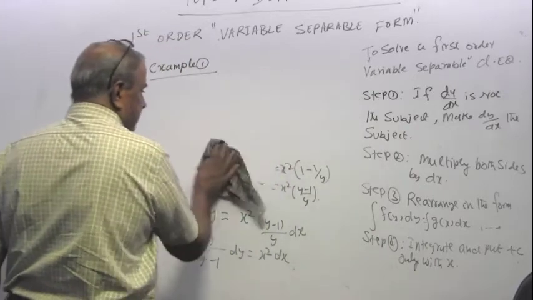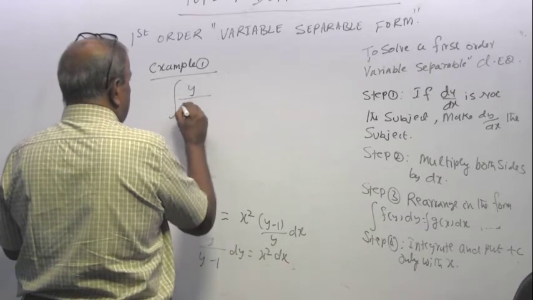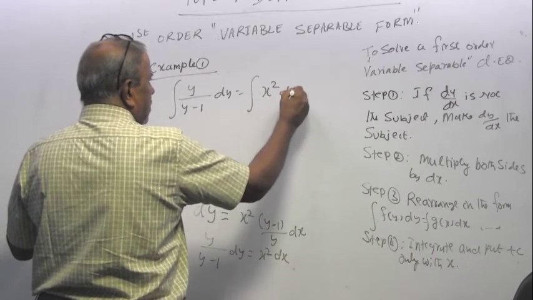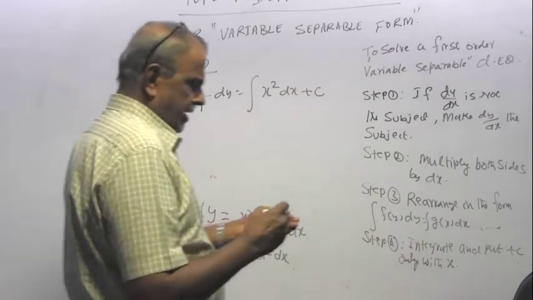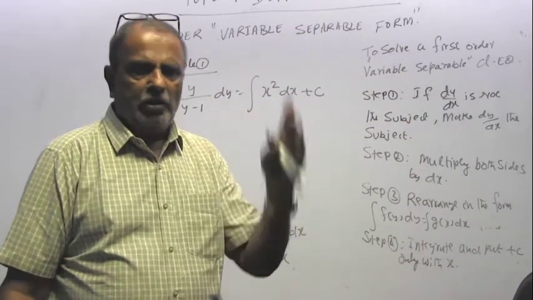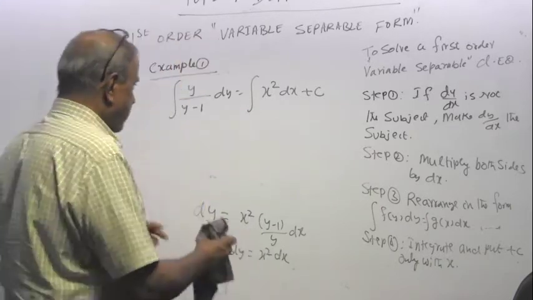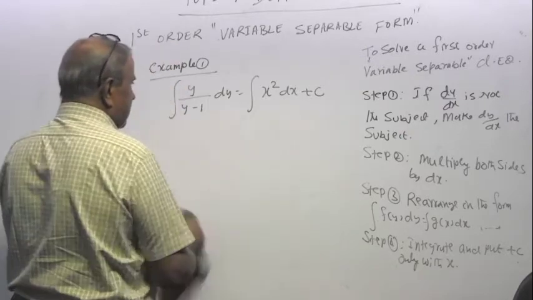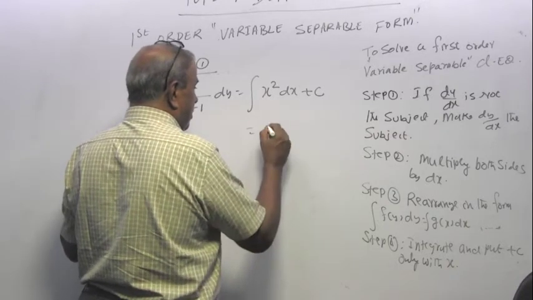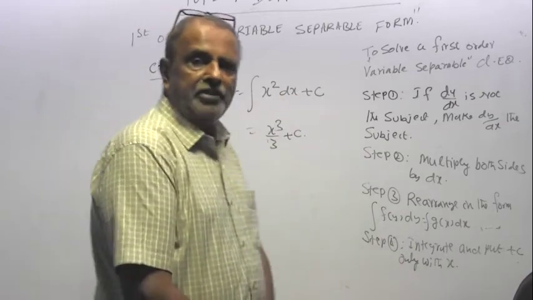So I'm going to integrate this. Therefore integral y over y minus 1 dy is integral x squared dx. Put a plus C straight away there, so that you don't forget it. Many a time students forget the plus C, and when they use boundary conditions, they go wrong. So put plus C immediately, before even you integrate. Now methods of integration. The right hand side is straightforward. There's no problem there. x cubed over 3 plus C.